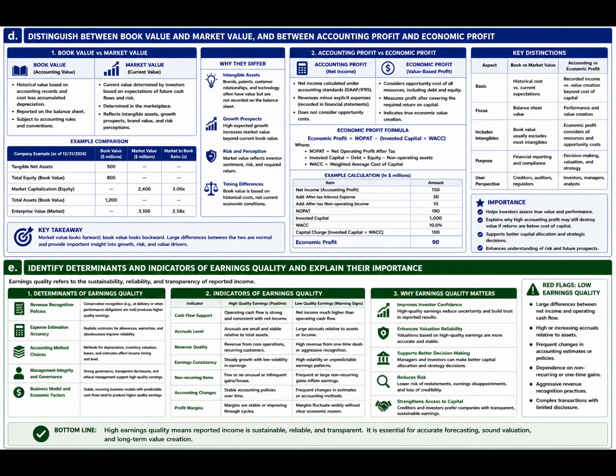Aggressive accounting practices may inflate short-term earnings but reduce long-term credibility. Indicators of low earnings quality include large accruals, significant non-recurring gains, frequent accounting changes, or substantial earnings volatility. High earnings quality improves investor confidence and valuation stability. It enhances the usefulness of financial statements for forecasting and reduces risk perception among creditors and investors. Assessing earnings quality is critical for distinguishing sustainable performance from temporary or manipulated results.